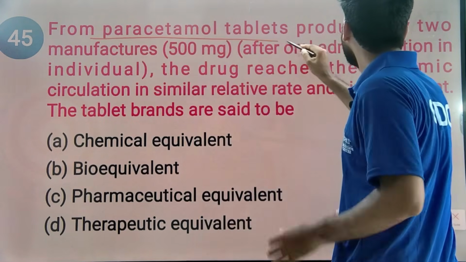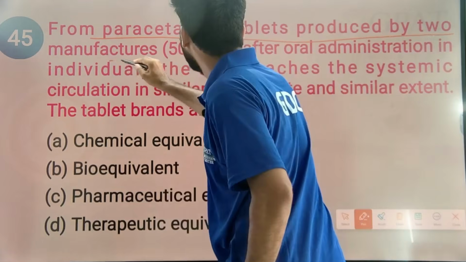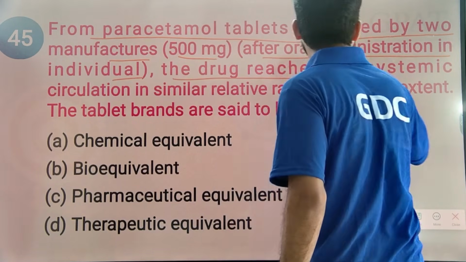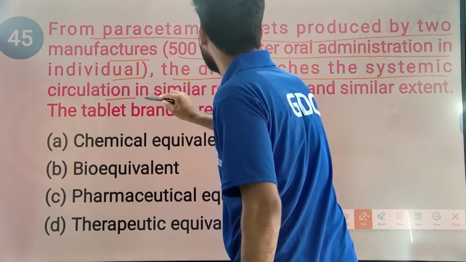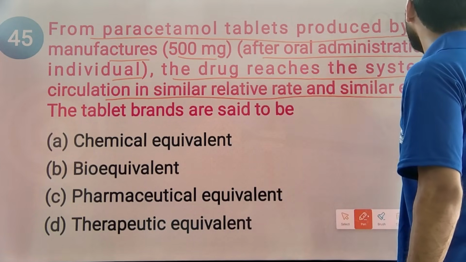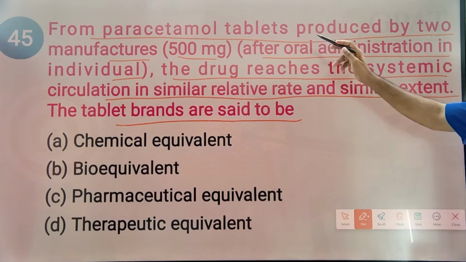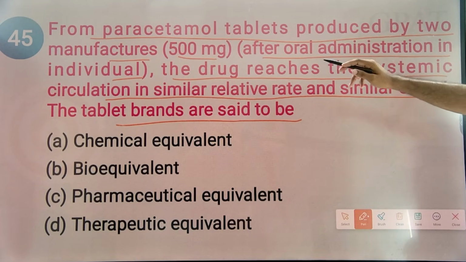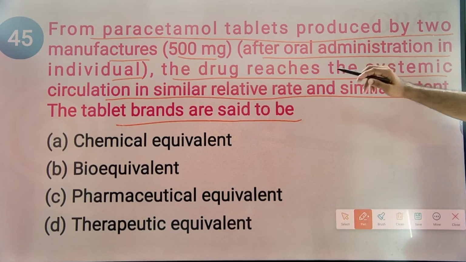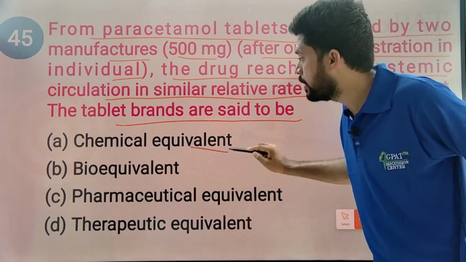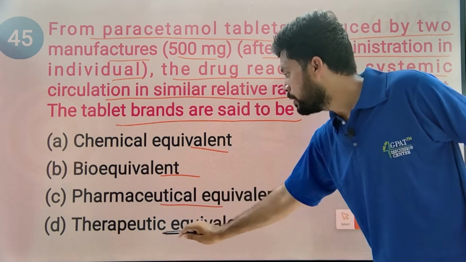Paracetamol tablets produced by two manufacturers, 500 mg, after oral administration in an individual, the drug reaches the systemic circulation at a similar relative rate and similar extent. The tablet brands are said to be: chemical equivalent, bioequivalent, pharmaceutical equivalent, therapeutic equivalent.